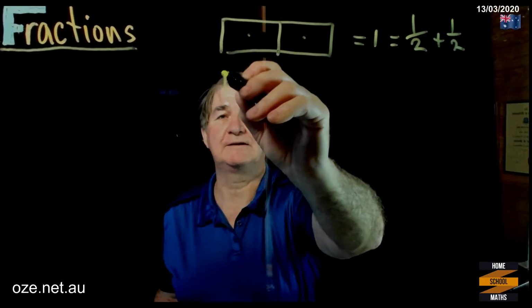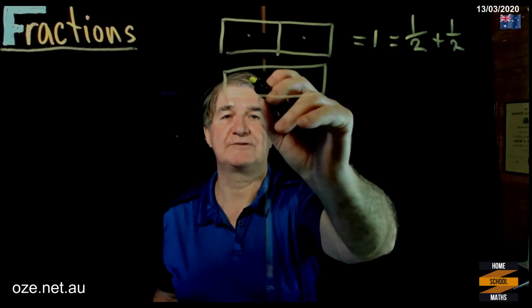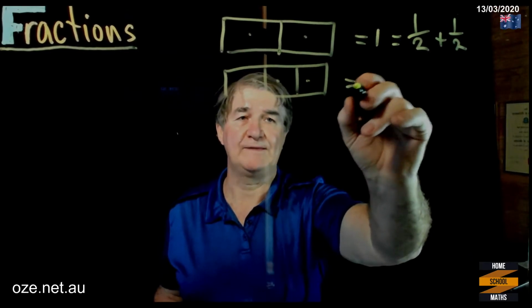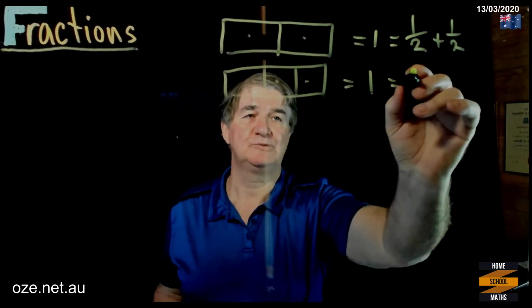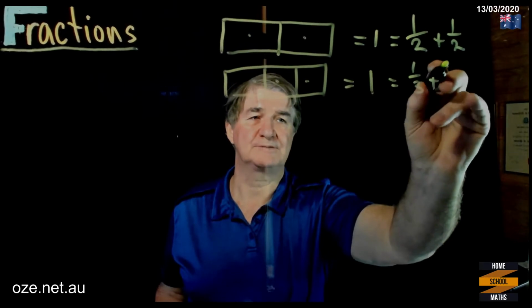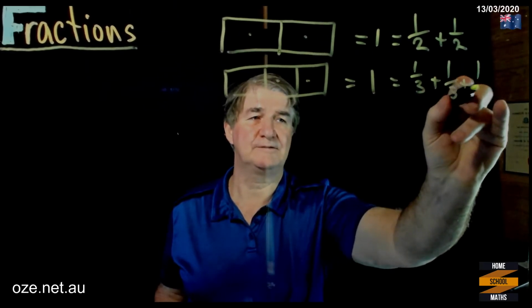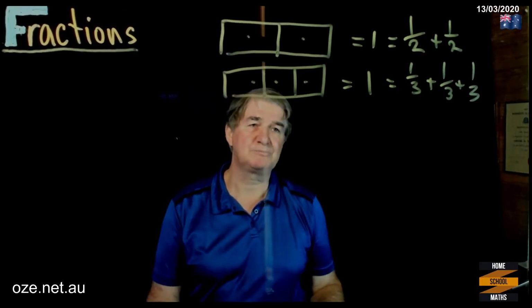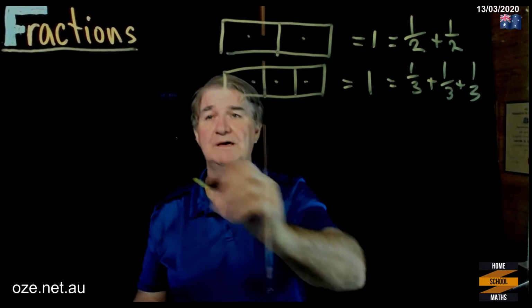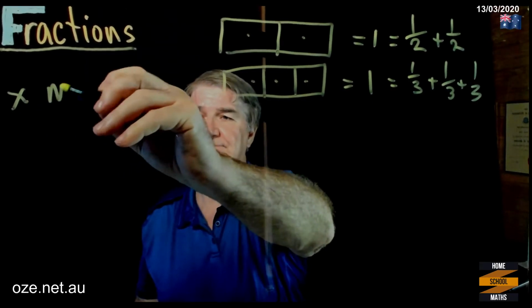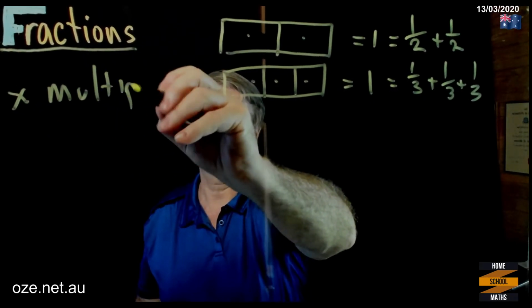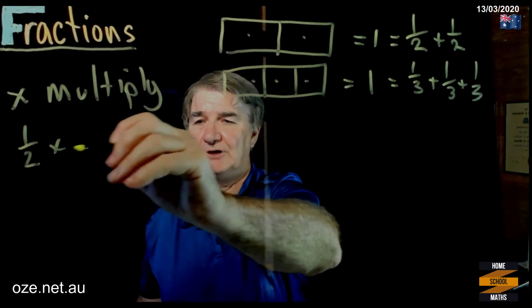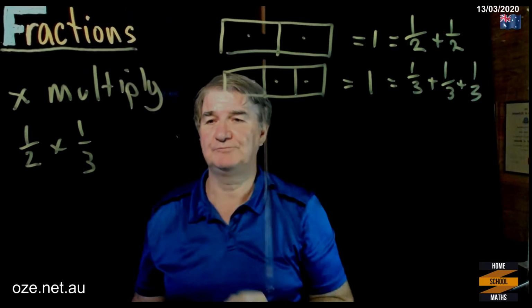Take that same rectangle again, and if I divide this rectangle up into three pieces, that rectangle is still equal to 1, which is equal to 1/3 plus 1/3 plus 1/3. Now if we want to multiply those two fractions together, so times is multiply, we've got 1/2 times 1/3.